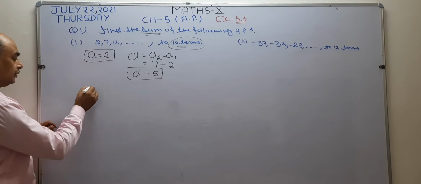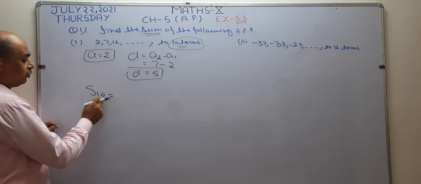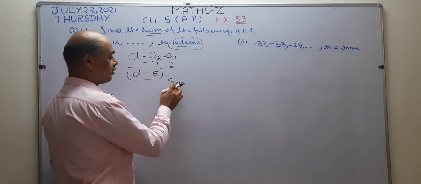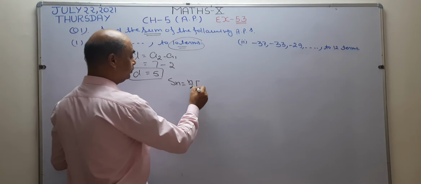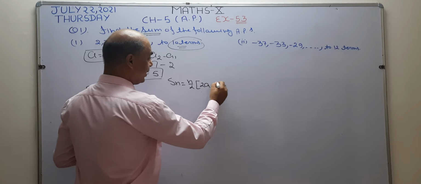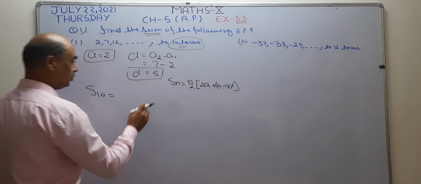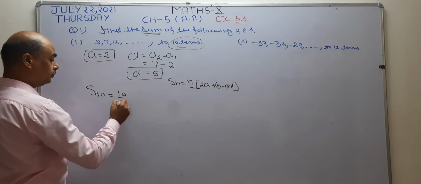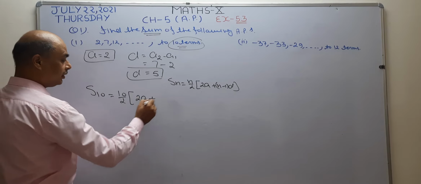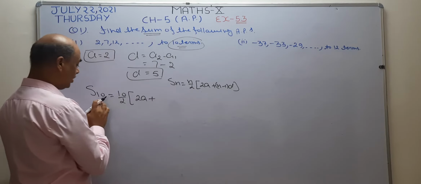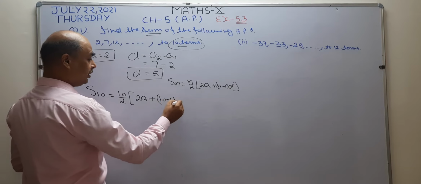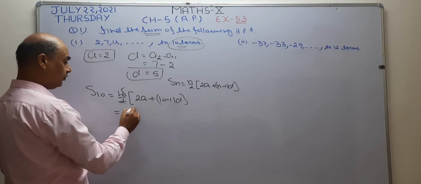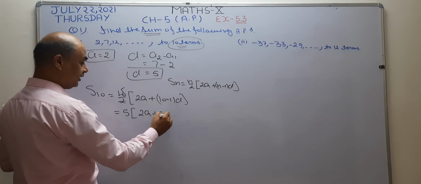So I write here 10. I want to use this formula for finding the sum of n terms. The formula is n by 2, 2a plus n minus 1 into d. Now n becomes 10, so this becomes 10 by 2, 2a plus n minus 1, n minus 1 means 10 minus 1, into d. So the final formula becomes, this one is going to cancel, 5 into 2a plus 9d.